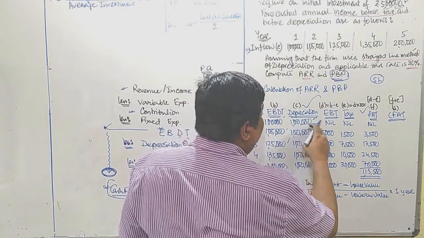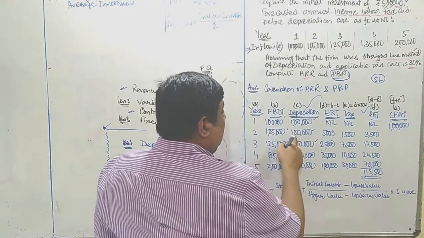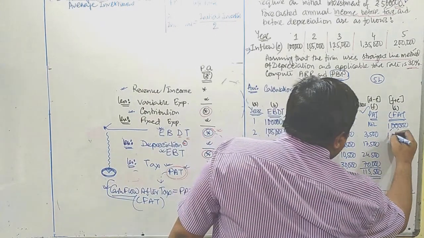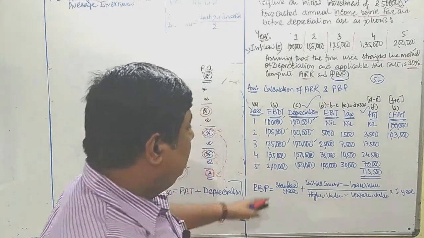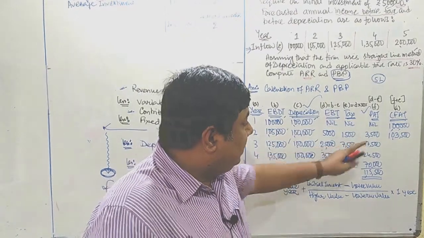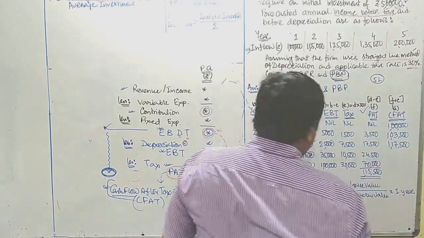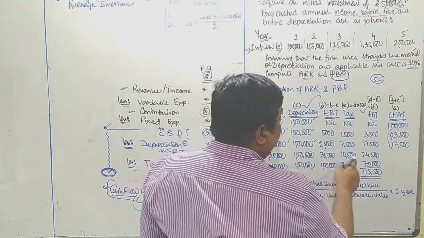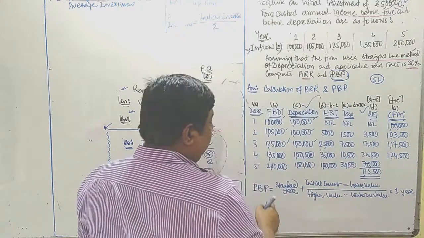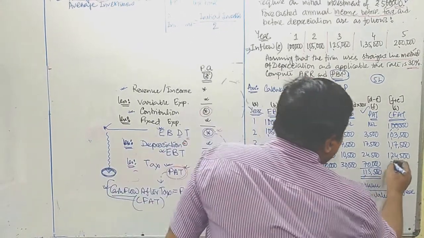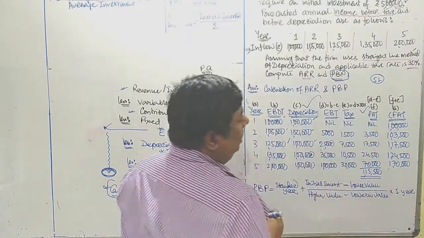Like first year, 1 lakh plus nil, your CFAT will be 1 lakh. Second year, 1 lakh plus 3,500, it is 1 lakh 3,500. Third year, 1 lakh plus 17,500, it is 1 lakh 17,500. Fourth year, 1 lakh plus 24,500, 1 lakh 24,500. Fifth year, 1 lakh plus 70,000, it is 1 lakh 70,000.